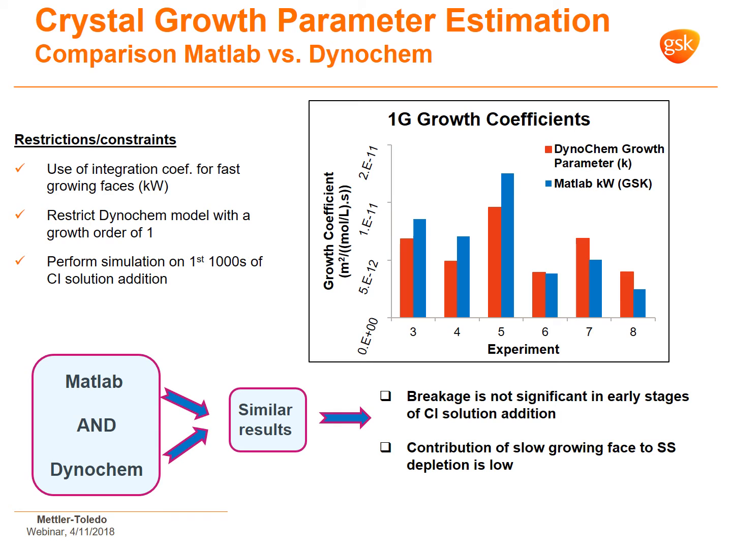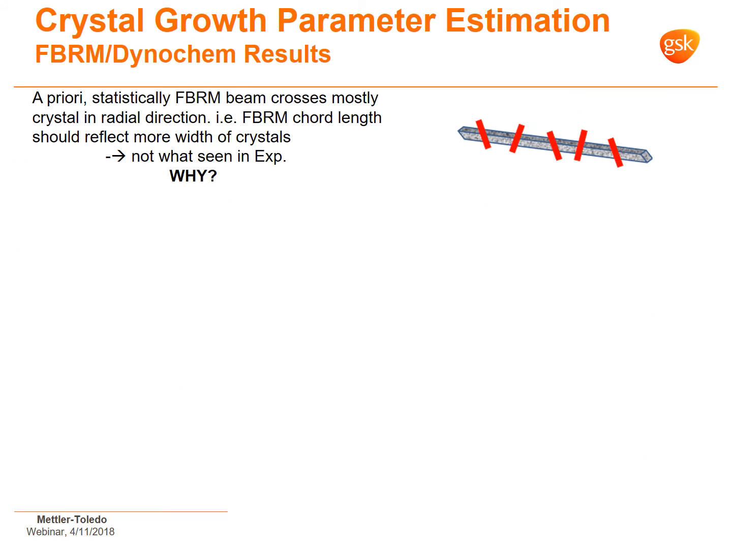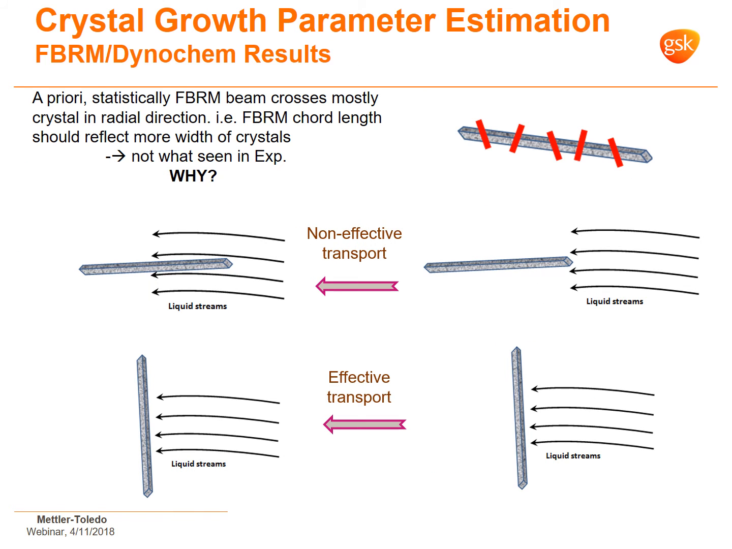But it's kind of counterintuitive that the growth kinetic from the Dynochem model, which is one dimension, is similar to KW. And so if you think of a FBRM beam crossing a needle, statistically you'll see that it should cross the needle more often in this direction than in this direction. And so essentially what it returns should be the value for the slow growing phase, because this one doesn't grow that fast. What we see is different. So how is that? What's the source of that observation?